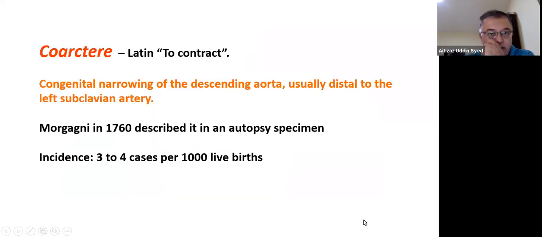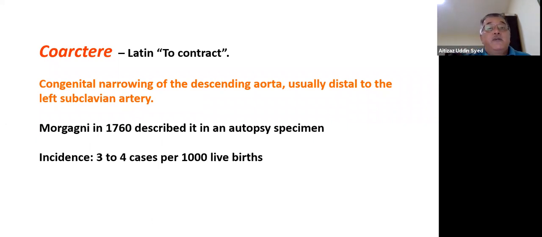So we start with the coarctation. And as usual, it came from a Latin term, coarctare, which means to contract. So essentially, it's a localized narrowing, usually in the aorta, descending aorta, thoracic aorta most commonly. But it has been described even in the abdominal aorta. One localized ring-like or small stricture-like narrowing in the aorta.